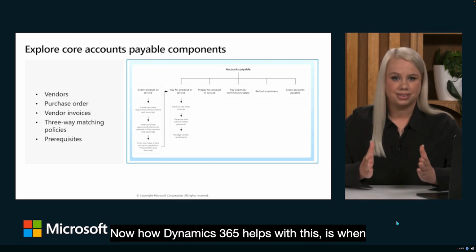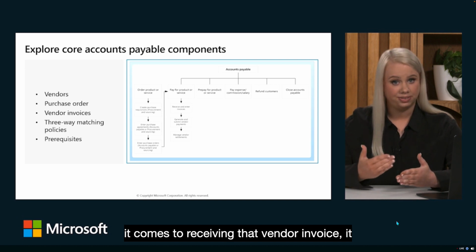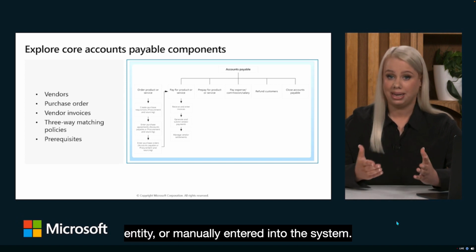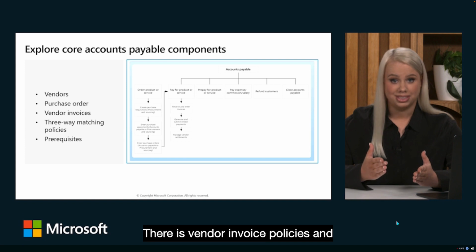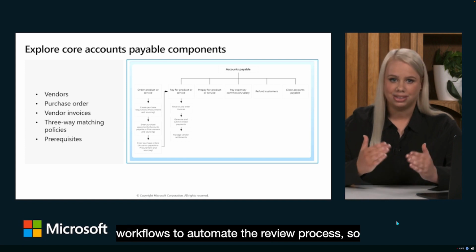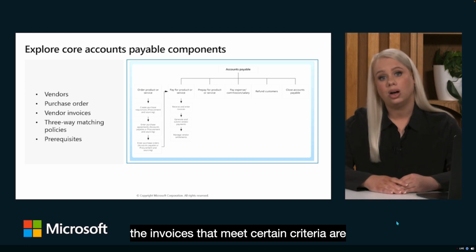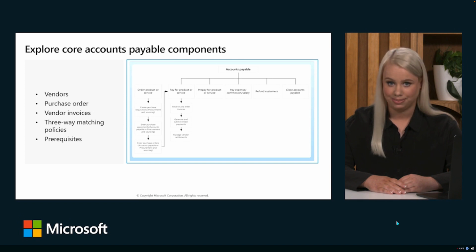Now, how Dynamics 365 helps with this is when it comes to receiving that vendor invoice, it can be received electronically through a data entity or manually entered into the system. There are vendor invoice policies and workflows to automate the review process so that invoices that meet certain criteria are automatically approved, and remaining invoices are flagged for review by an authorised user.